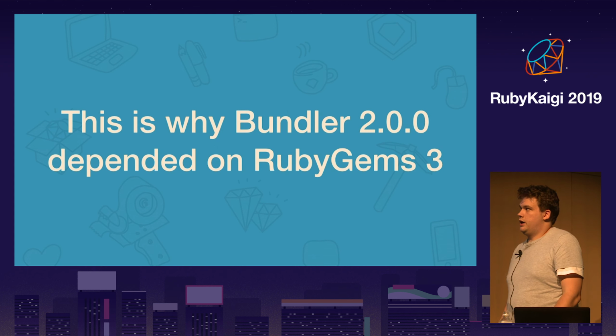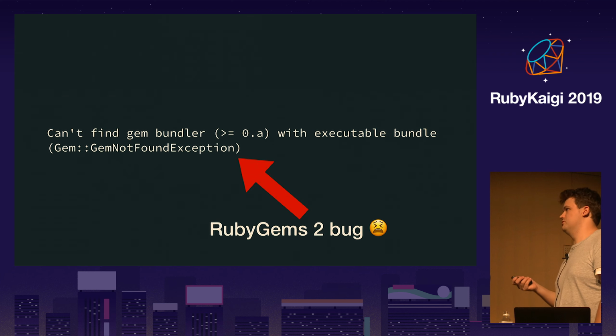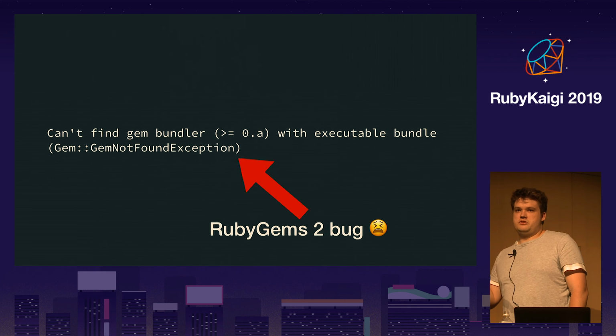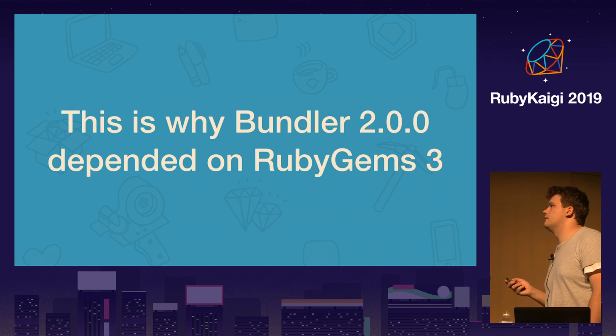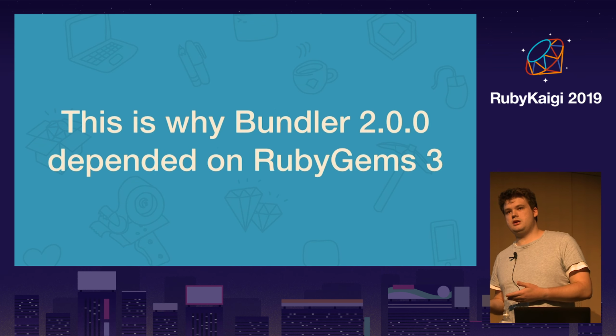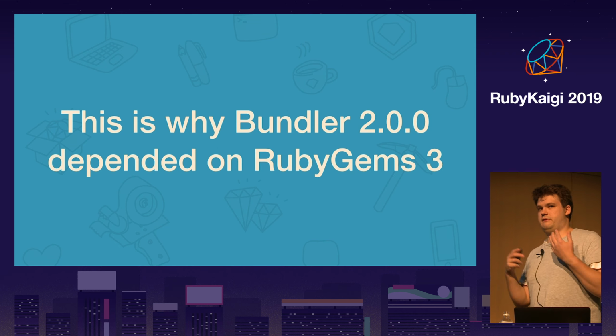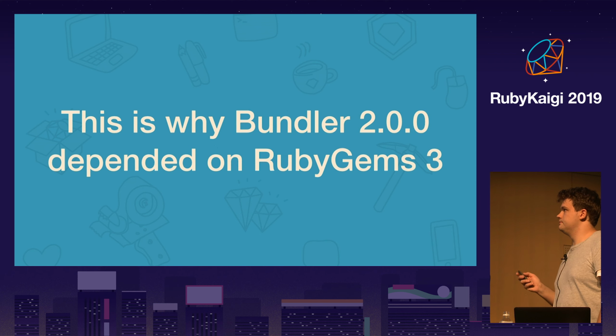And this is actually why Bundler 2.0.0 depended on RubyGems 3: to not have users deal with this bug, because we believed that this would have been a huge issue, and it has been a huge issue for a lot of people. But at the end of the day, what happened is that more users were having issues with Bundler requiring RubyGems 3 than with gems having to need the exact same version of Bundler installed.